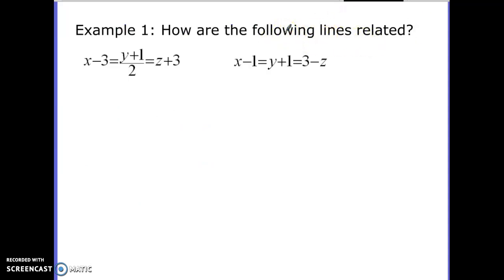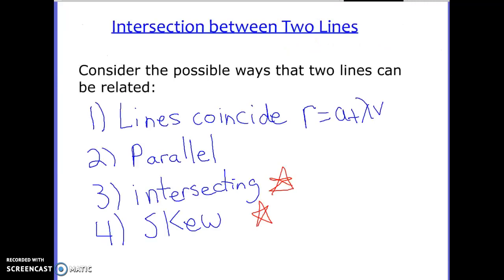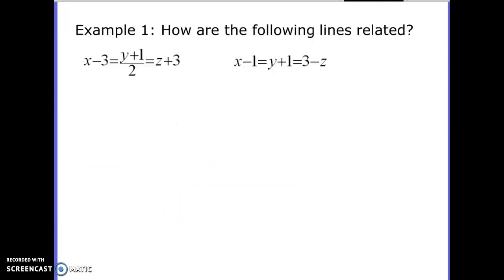Well, first thing you want to do is realize I need to know the direction vector. That's going to tell me a lot. If the direction vector is the same, I know it's either 1 or 2. They coincide or they're parallel. If it's different, I know it's either 3 or 4. They're intersecting or skew. So again, we go back to our forms and we think about what the forms tell us. How do we gather the information from the forms?